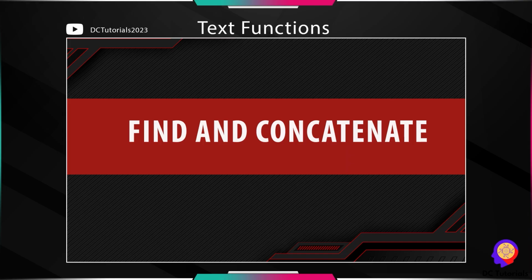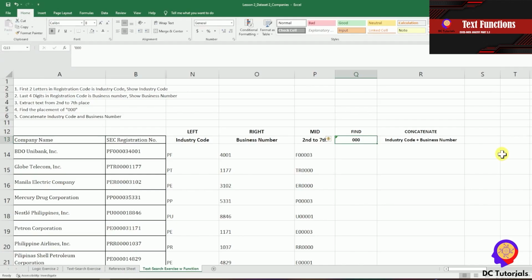We also have find and concatenate under text functions. Now, the find function lets us look for the placement of a certain text within a long string of text in Excel. In this example, we want to find the placement of 000 in, let's say, this text string. So it's like asking Excel, where can I find this?